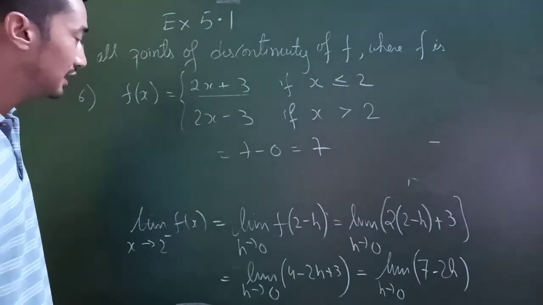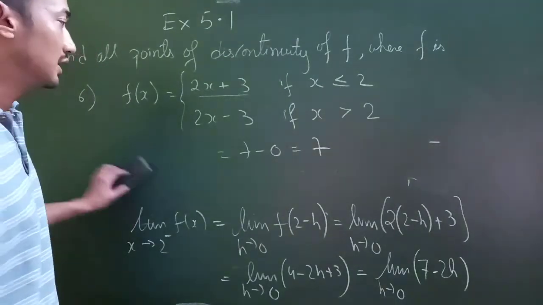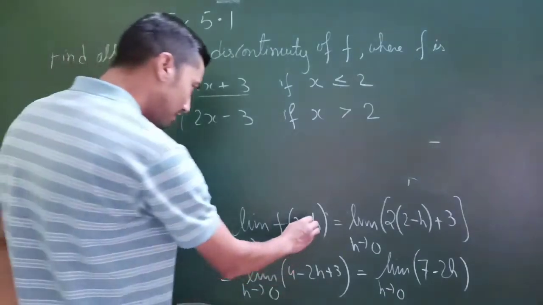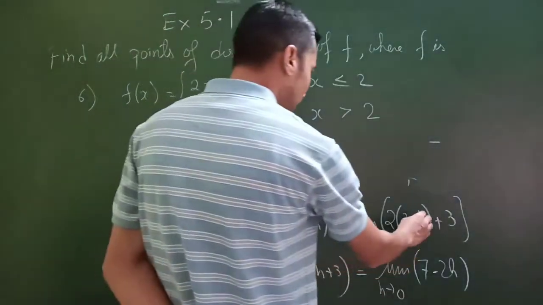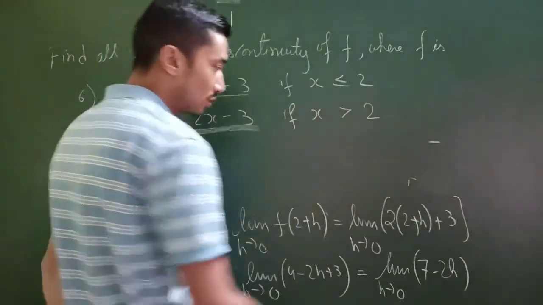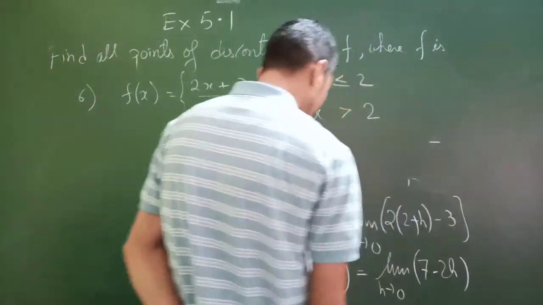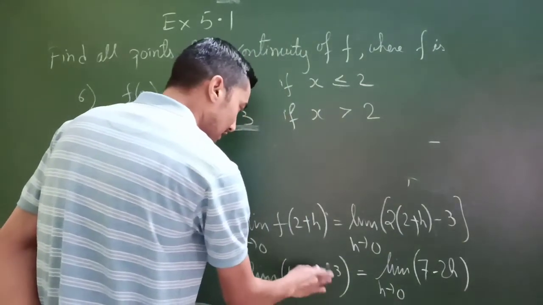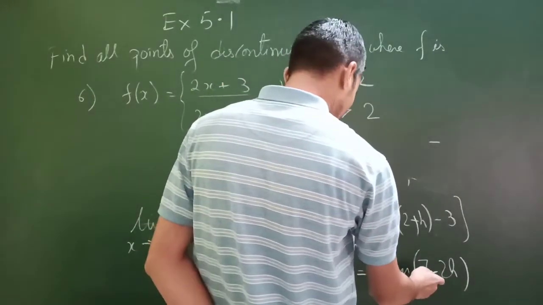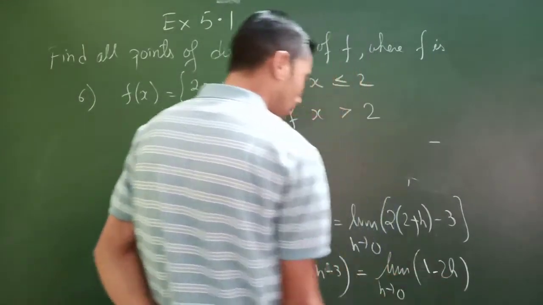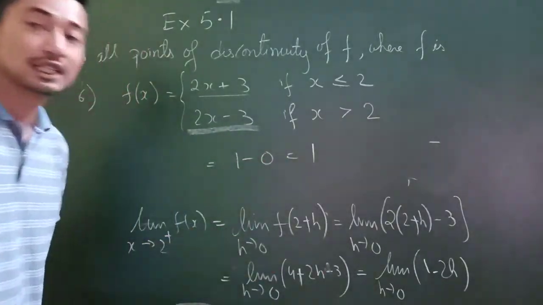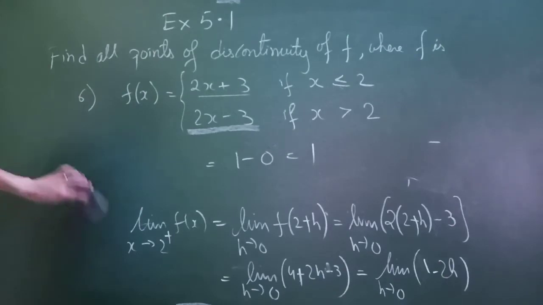Now let's check the right hand limit. Slightly more than 2, that is 2 plus h. We're going to be using the function for anything greater than 2, so 2x minus 3. That's going to be only 1 here. If you remove the limit, we have 1 minus 0, so that's 1.